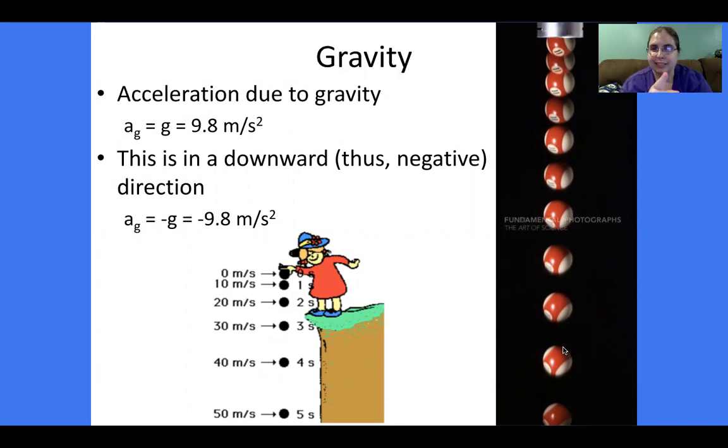Now, don't forget, gravity pulls in which direction? It pulls down. So therefore, it is pulling in a negative direction. So we would actually say that the acceleration due to gravity is negative 9.8 meters per second squared, because again, it's pulling downward. That negative sign is simply showing you the directionality of the acceleration. We said an upward motion would be positive, which means the downward motion would be negative.